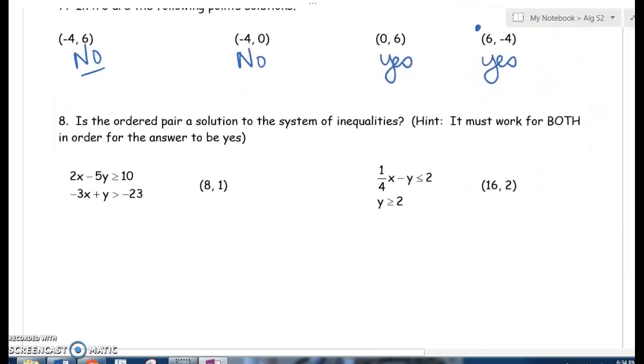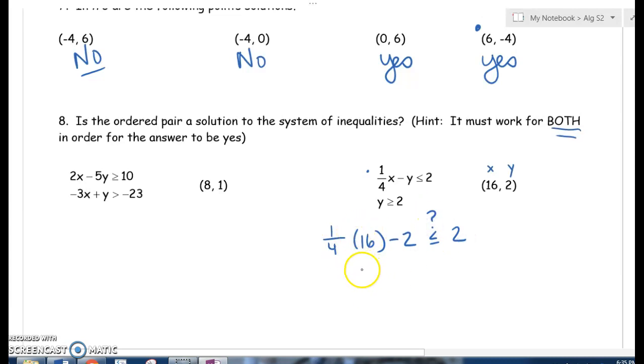What else do we have? And then we did this yesterday. Is it a solution? It's got to work for both in order for it to be a yes. So we did this yesterday with only one. Now we have 2. What you're going to do is plug it in and see if it works for both. Let's look at the second one here. You've got x is 16 and y is 2. Plug it into here. So you've got 1/4 times 16 minus 2, and we're going to see if that's less than or equal to 2.